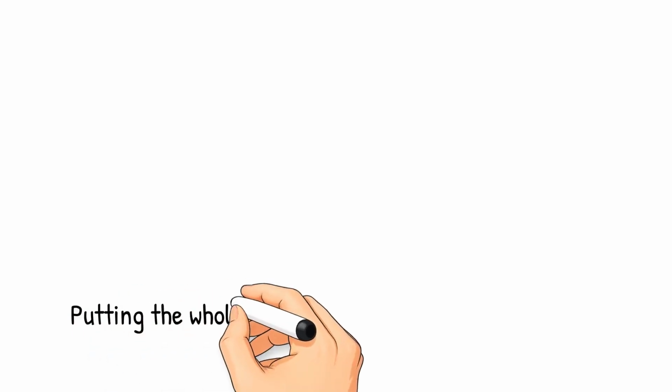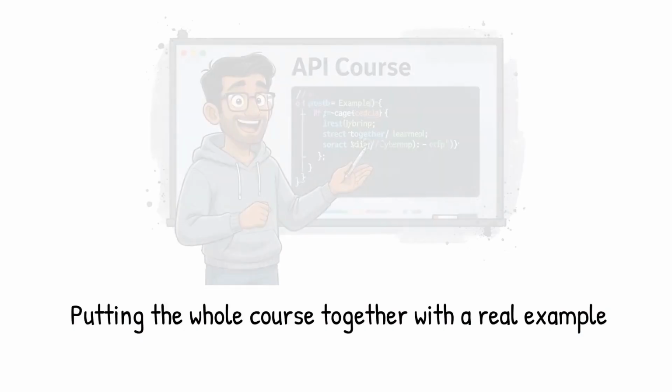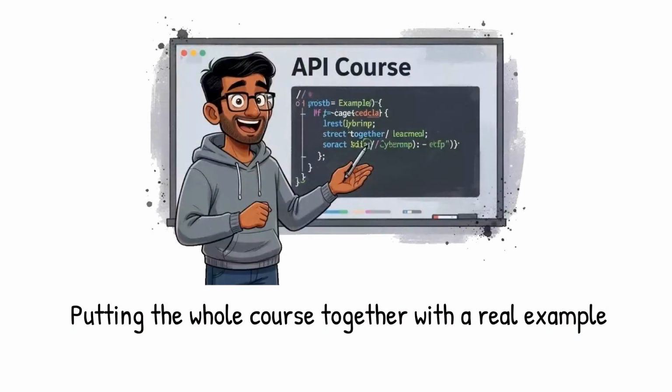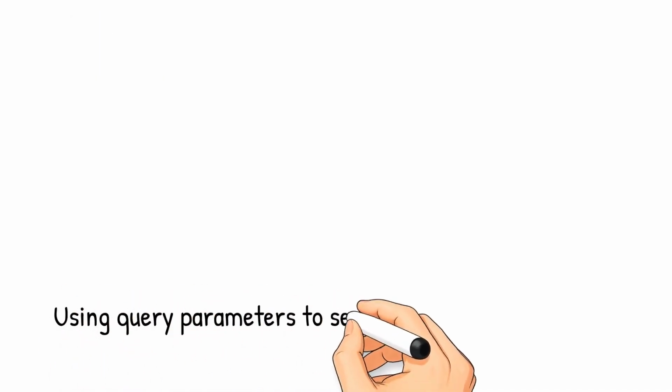All right, let's put everything from this whole course together in one real example and watch every piece we've learned show up live. Let's say we want to see Octocat's code projects, but only the first 5. Remember query parameters from episode 4? Those little options after a question mark.